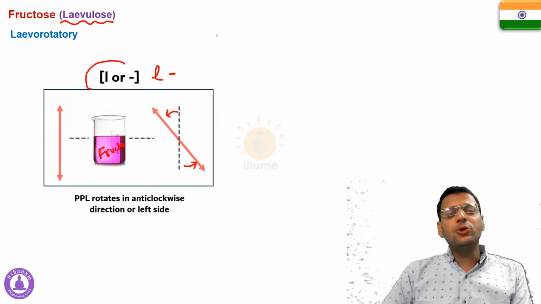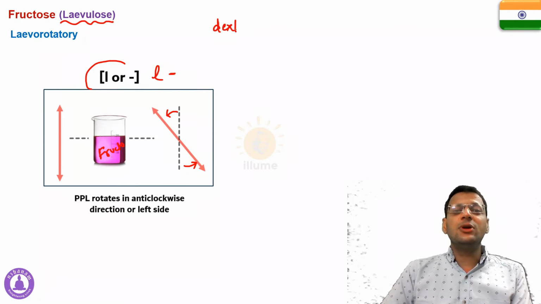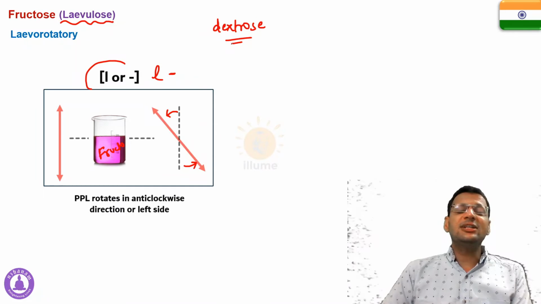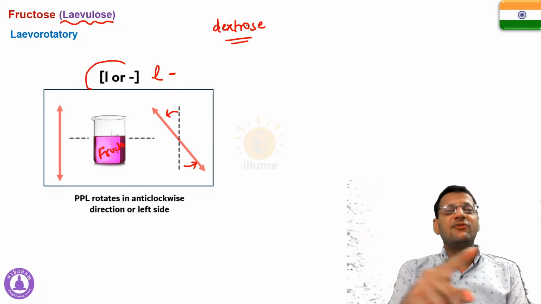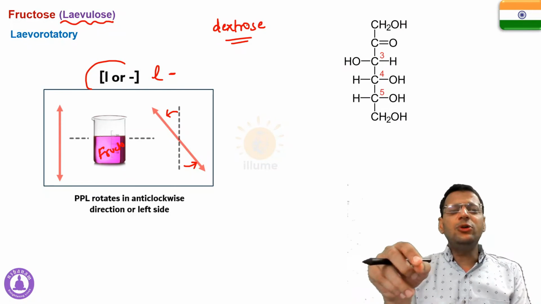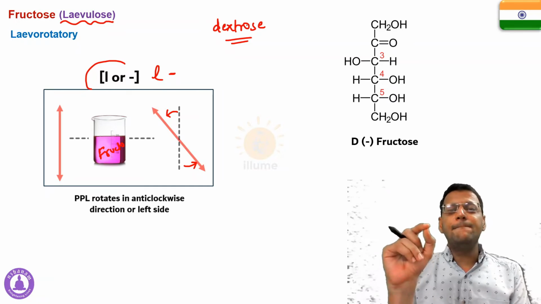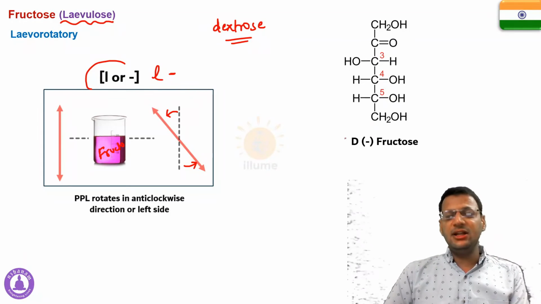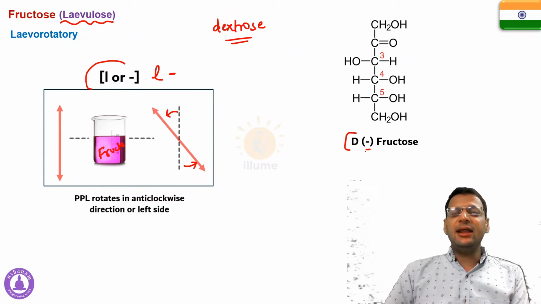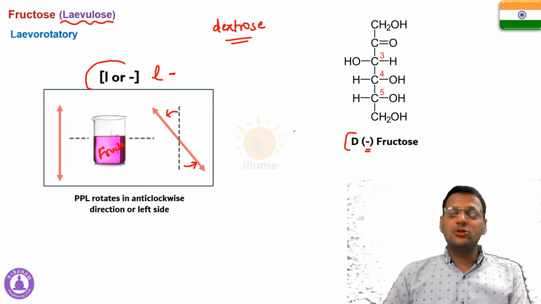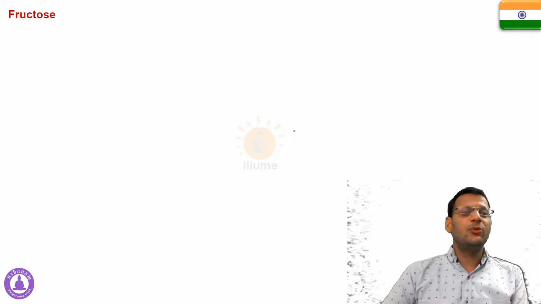Glucose is dextrorotatory, so glucose is also called dextrose. That's why glucose is dextrose and fructose is levulose. So that's how you represent fructose: D minus fructose. D means the D form of enantiomer and minus means levorotatory. So fructose is referred to in this way.